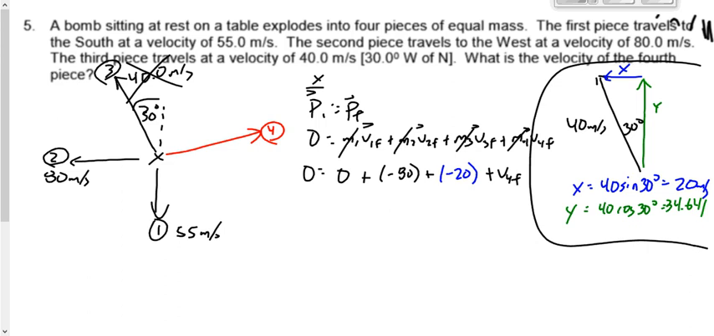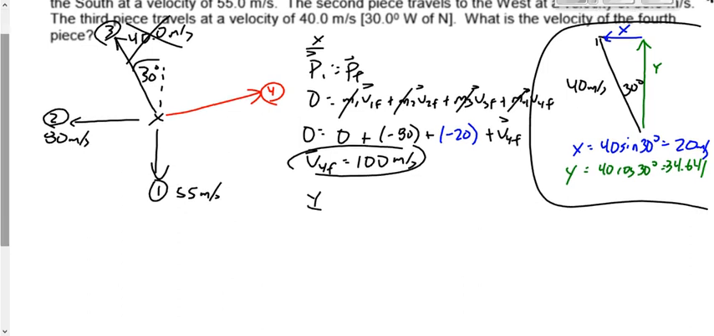Plus V4F. Okay, that's negative 100. Take it to the other side by adding. V4F is equal to 100. That's not a final answer, but that is our x component. Now we do our y's.